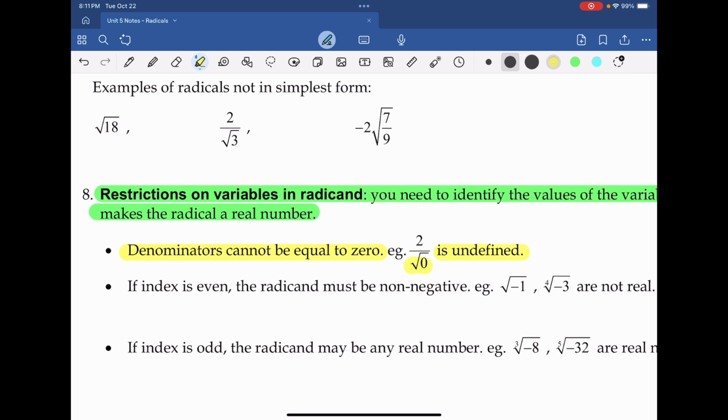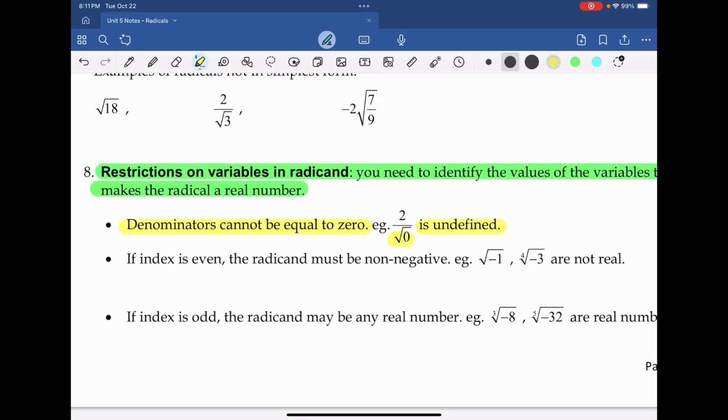The other piece is if the index is even, such as a square root or a fourth root or a sixth root, we must have a radicand that is not negative. So if I have something like the square root of -1, this is actually i. Square root of -1 is i, and you're going to learn that maybe down the road if you pursue STEM. And i is an imaginary number. It's part of the complex number field. We don't want to consider these. Similarly, we don't want to take the fourth root of -3. These are both considered to be non-real solutions.